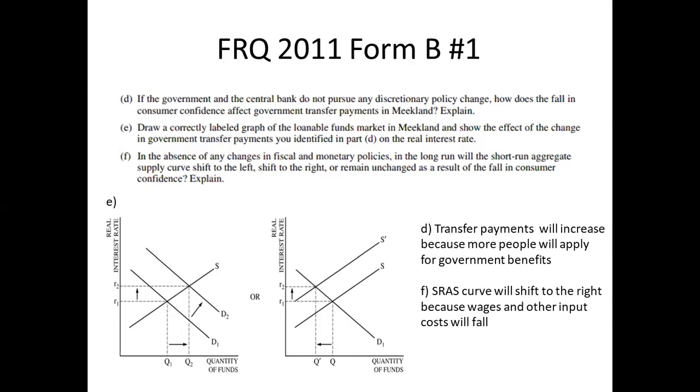Why? So we are in a recession. Aggregate demand has shifted to the left. The government doesn't jump in to try to shift aggregate demand back to the right. So what happens? Short run aggregate supply curve shifts to the right. We go back to equilibrium. Why does it shift to the right? Wages, other input costs fall. You can give either of those explanations. Wages themselves may not fall.